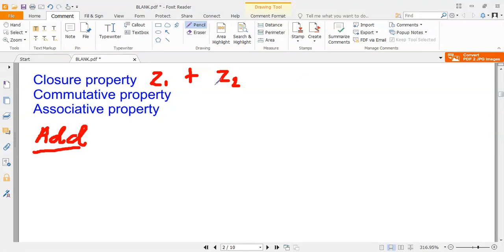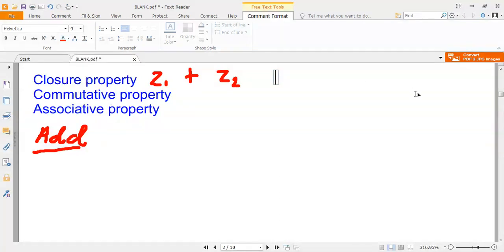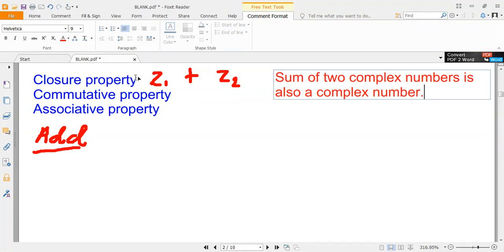It's very simple. It just means that when you add two numbers, in simple language, let me just write that down. Let me just change the color. So in very simple language, closure property says that the sum of two complex numbers is also a complex number. So that is actually what the closure property boils down to. That is all that it says.